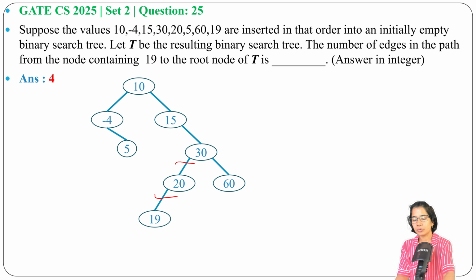So 1, 2, 3, 4. There are 4 edges in the path from 19 till root node. Hence answer will be 4. In case of binary search tree, left child value is less than parent value and right child value is greater than parent value. And we always start binary search tree from the first node.